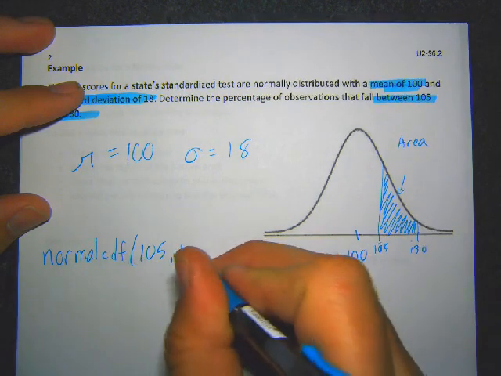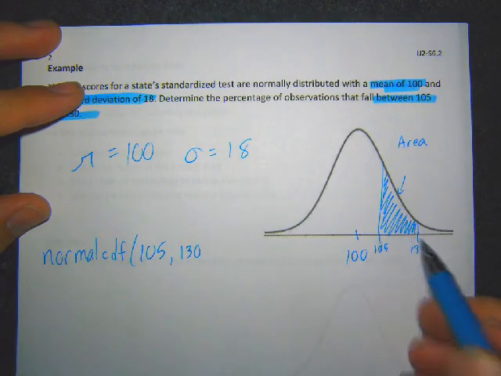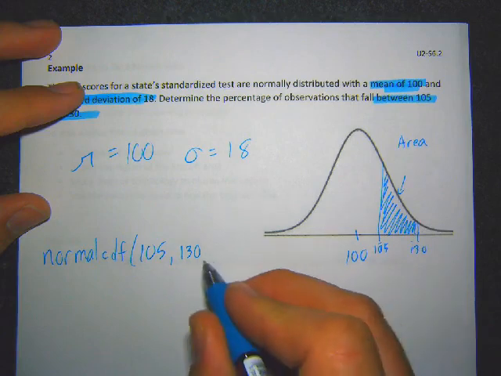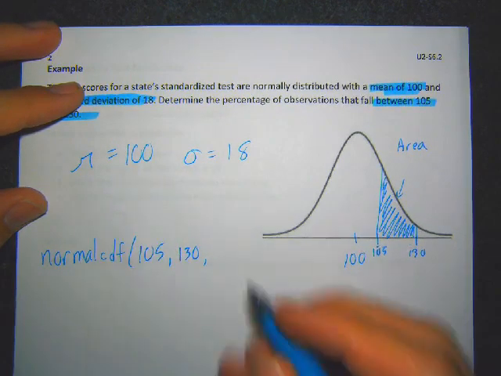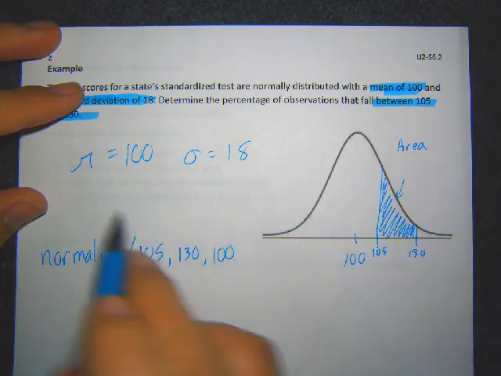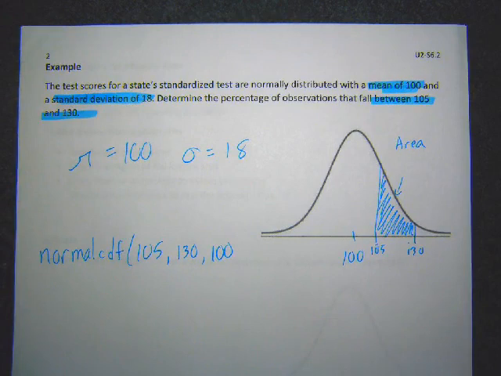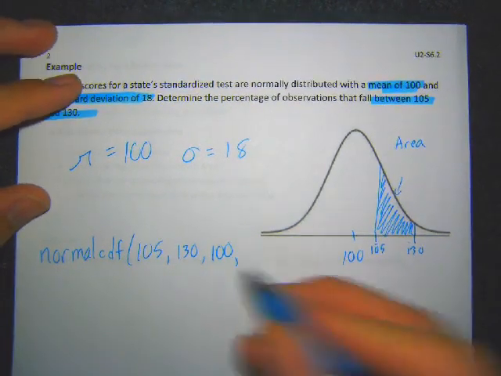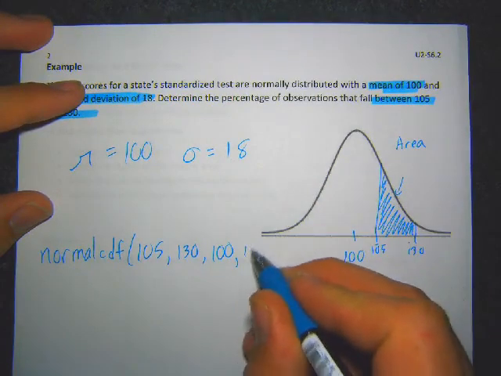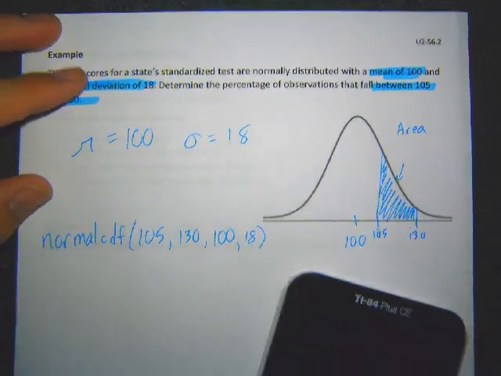So this time we didn't need that 10 to the 99th because they gave us both the bottom and the top, both ends. And then again, the mean is actually 100 this time. Because they didn't give us z-scores, they gave us actual numbers. The 105 and 130 are not z-scores, because z-scores are between 3 and -3. These are way too big to be z-scores. And the standard deviation would be 18.